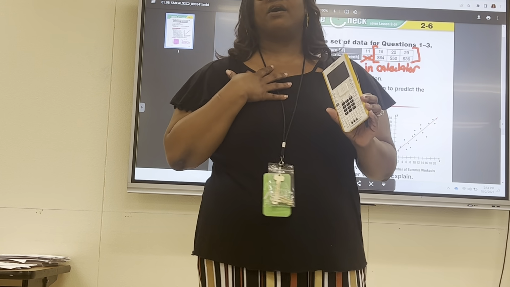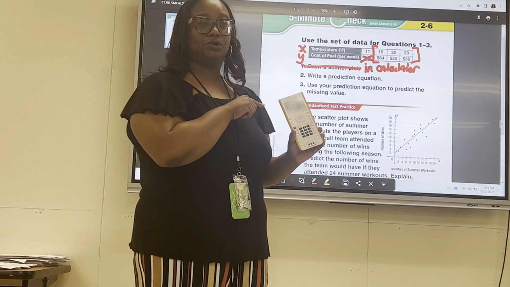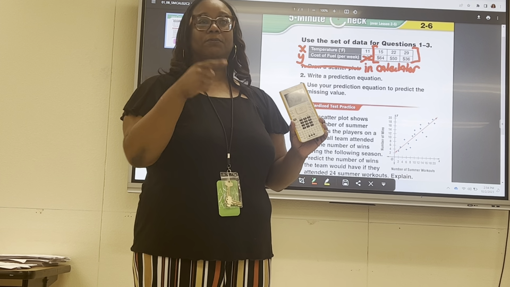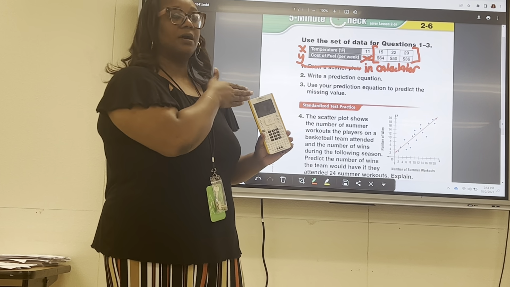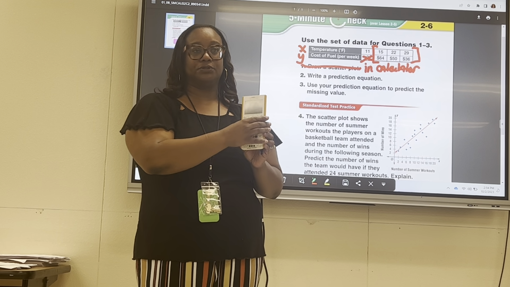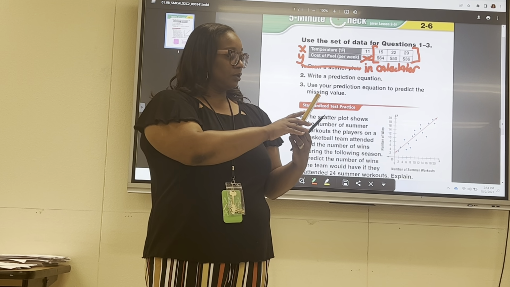Right now, I don't have the calculator app on my computer. I have texted the people to be able to tell me how I can get the calculator back on my computer, because I did have it last year.